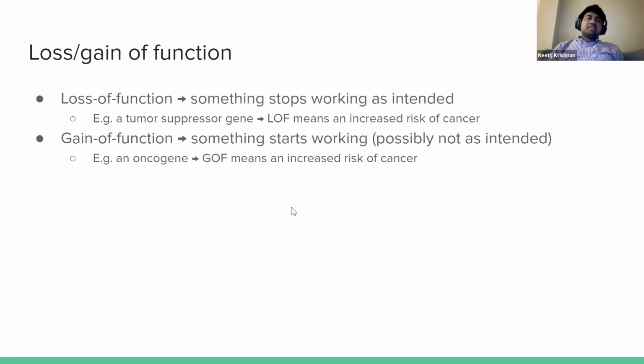Okay, loss of function versus gain of function. A loss of function is usually in the form of a mutation. So you'll see loss of function mutations or gain of function mutations. A loss of function mutation is when something stops working as intended. So with a tumor suppressor gene, if you have a loss of function, you might have an increased risk of cancer. Let's say, for example, a classic gene like P53. Let's say you inherit a defective P53 gene from one of your parents. You have one copy that still works.